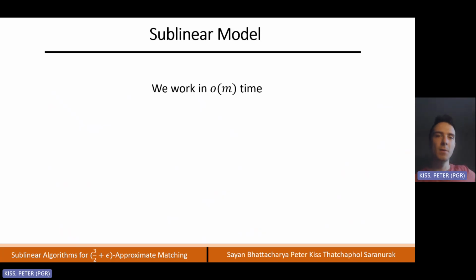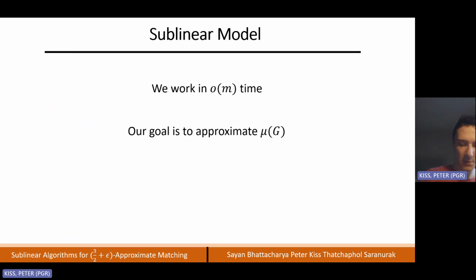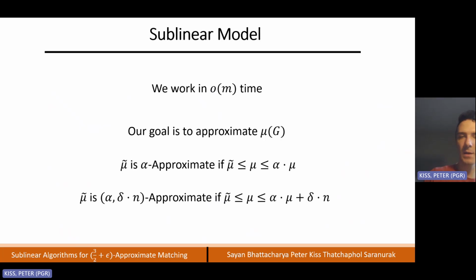So we are working in a sublinear model. What does that mean? It simply means that we're working in polynomially sublinear time in the size of the input. The goal is simply to estimate mu of G, not to actually find a matching. And a matching size estimate is defined to be alpha and delta approximate in the same way.